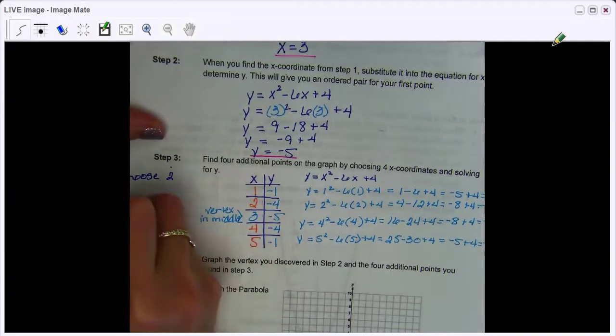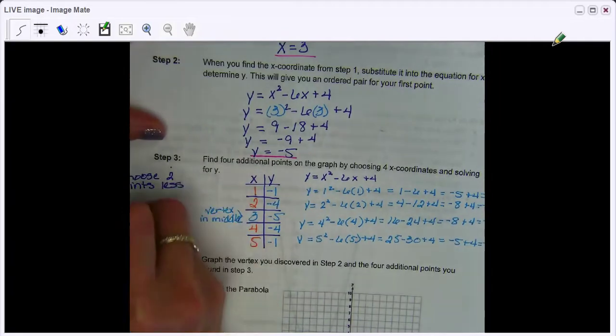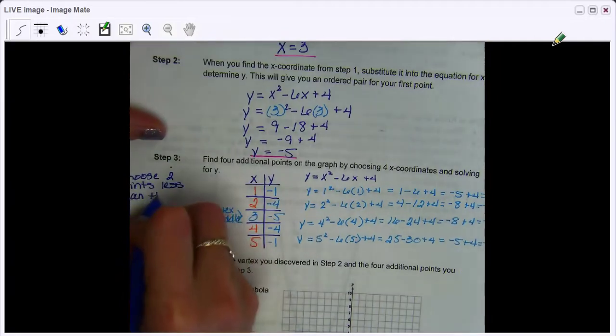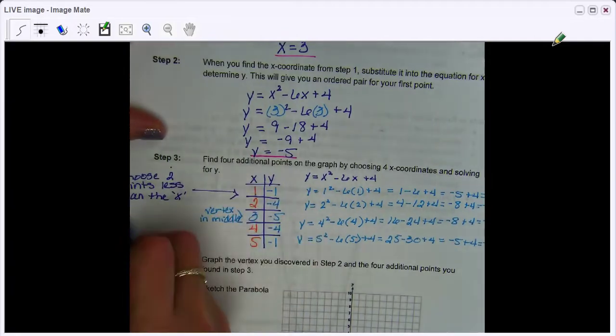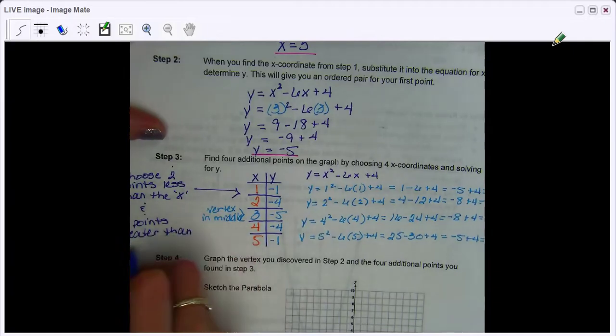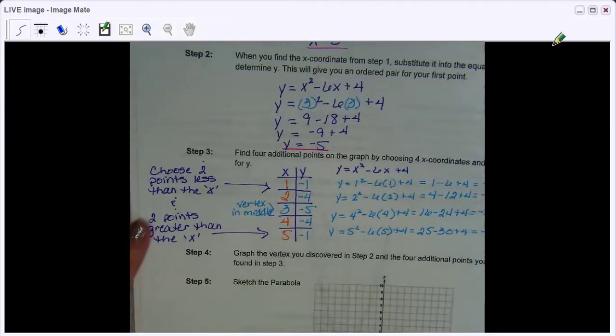2 points less than the x and 2 points greater than the x. Okay. It's just maybe if some of you, if you want, you could write it just to remind yourself of what you have to do.